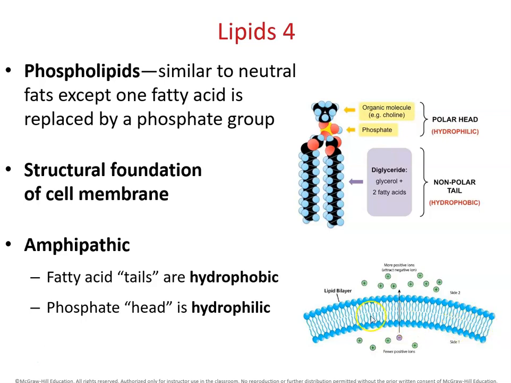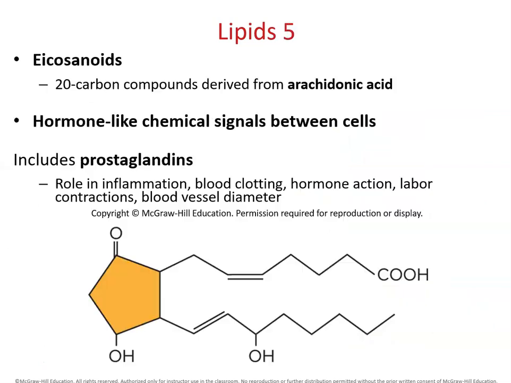And this makes a selectively permeable membrane. Some things can go through pretty easily. Some things can't go through at all. And this helps us to regulate what goes into our cells and what comes out of our cells and keep that in balance.